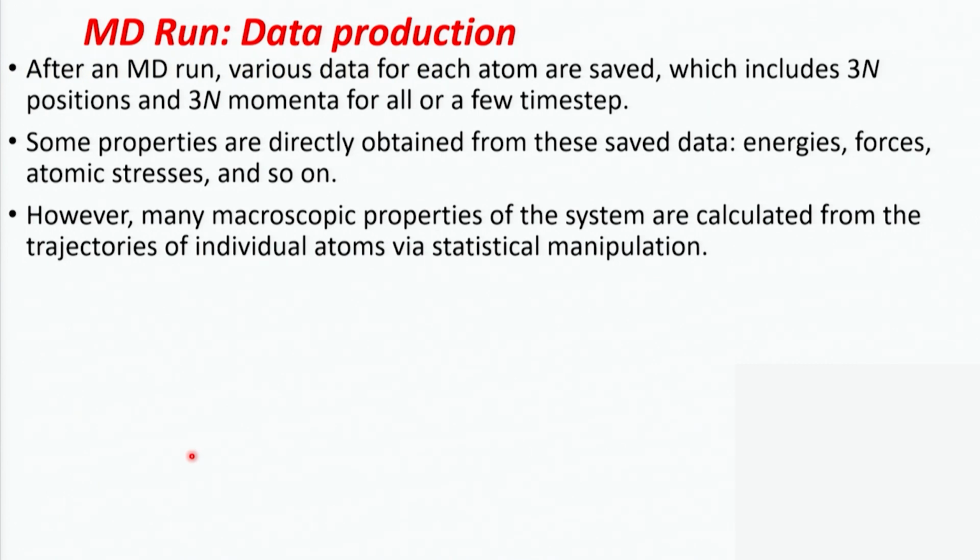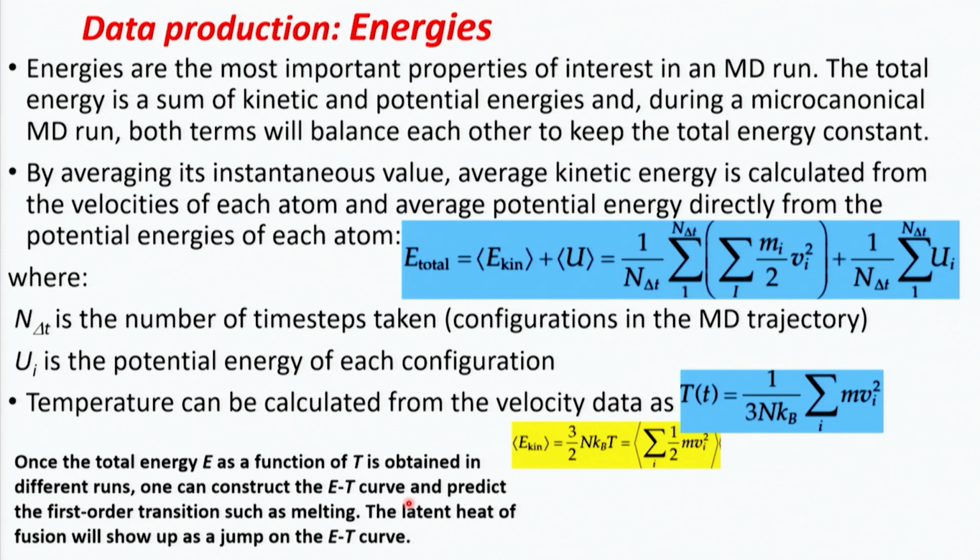So, after doing all this calculation, we get the data, and this data can be used to get the properties. What are the properties we can get? We can get the total energy of the system given by the summation of the kinetic energy and potential energy. At the same time, we also get the temperature, and we can get the temperature and energy function, and from there, from the change in the slope, we can get the different transitions also.